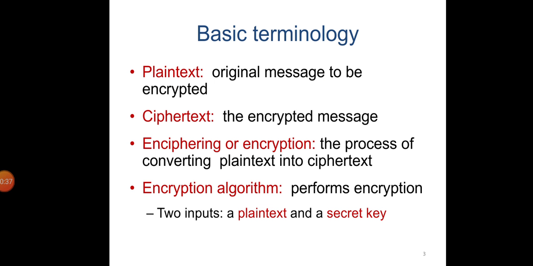Basic terminology. Plain text. It is an original message to be encrypted. Ciphertext. This is an encrypted message. Enciphering or encryption. It is a process of converting plain text into ciphertext. Encryption algorithm. It is used to perform encryption. There are two inputs used here. First one is the plain text, second one is the secret key.